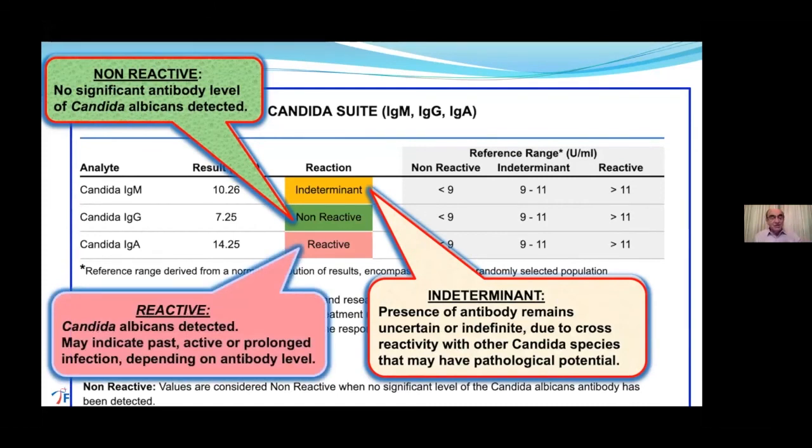Let's say IgA is picked up. Here you have 14.2. That's much greater than 11. So there's Candida albicans that has been detected in the form of secretory IgA. So it is indicating either a past or a very active or prolonged infection. Clearly, that needs to be looked at.